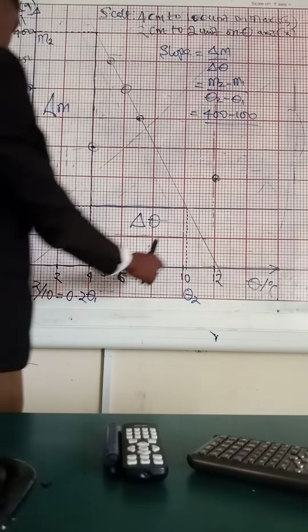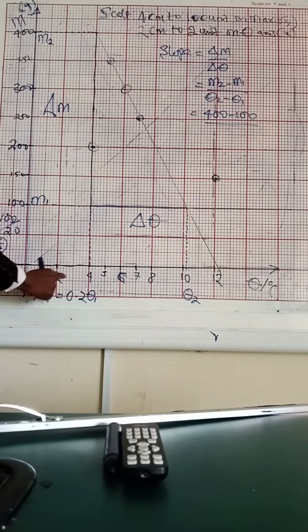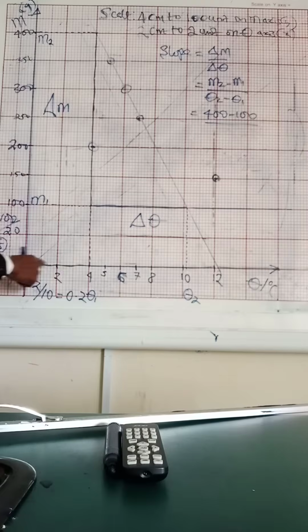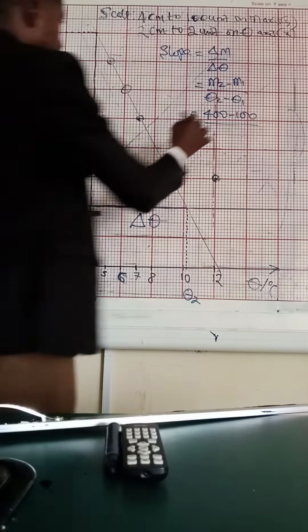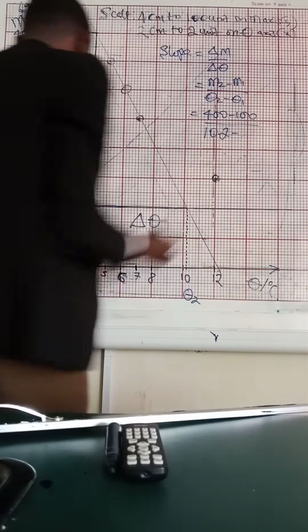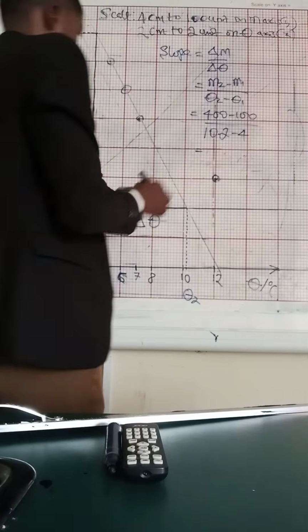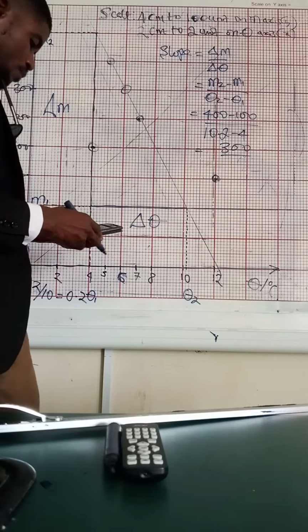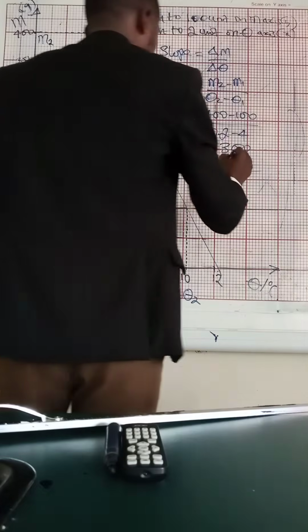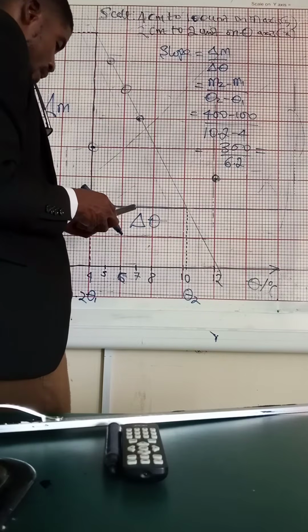Divide by theta 2. Theta 2 here is what? To get the exact point, we said the value for each small box here is 0.2. So it says 0.2 times. This is 10, 20, 30, 40, 50 times 51 to give you 10.2. So 10.2 minus 4. What do you have? So you have 300 divided by 6.2. 10.2 minus 4 gives 6.2. So we have 300 divided by 6.2.